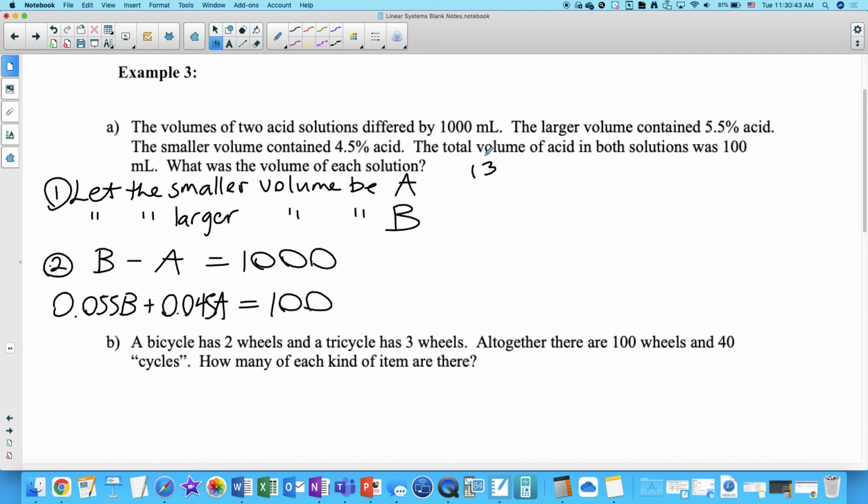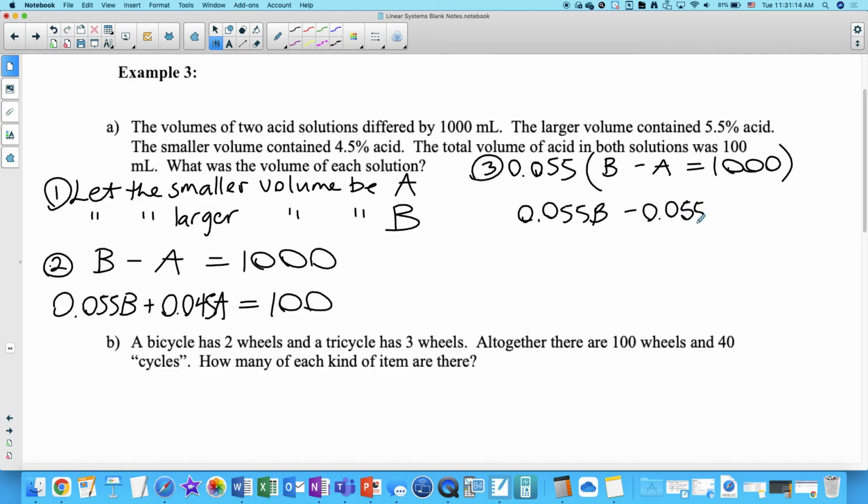This is step 3. So I'm gonna take this guy and multiply it by 0.055, or you could do 0.045. And that's B minus A equals 1,000, sorry, 1,000. Okay, so that becomes this. And I think this times 1,000 is 55. Yeah. Okay. And then I'll write the second one underneath.